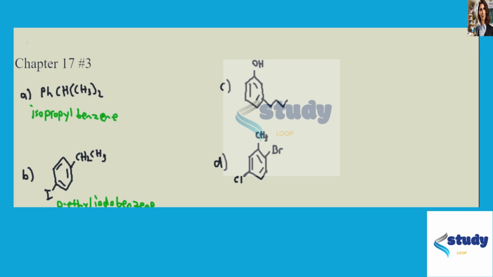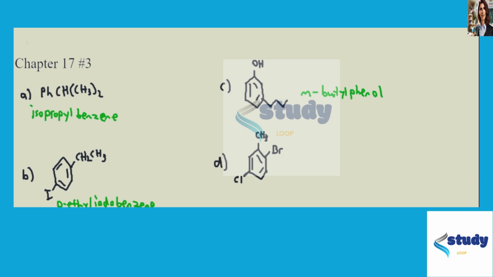Okay, so for C, we have a phenol, and so we need to name this as a derivative of phenol. The hydroxy group that makes this a phenol and the butyl group are meta to one another. It's like a 1,3 substitution pattern, which we call meta. And so this will be meta-butylphenol, or M-butylphenol.